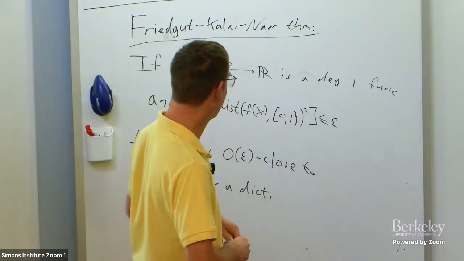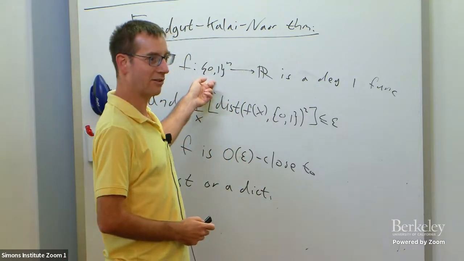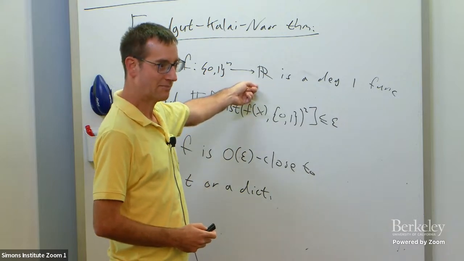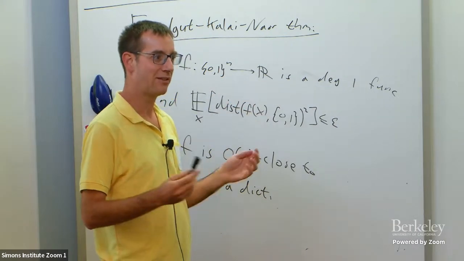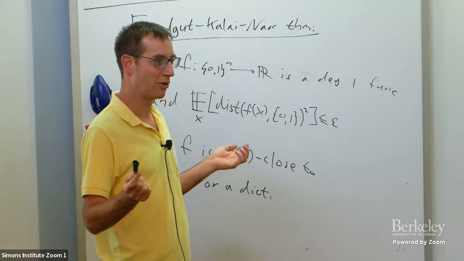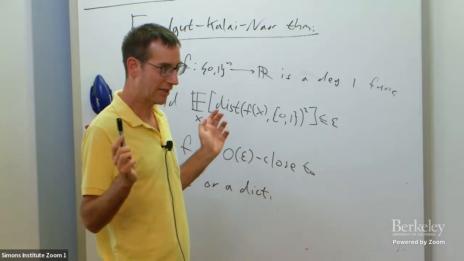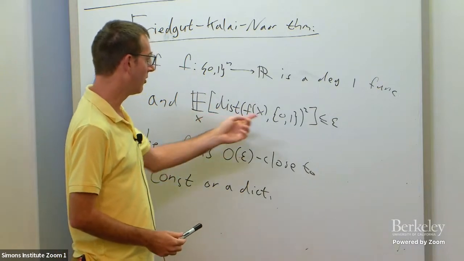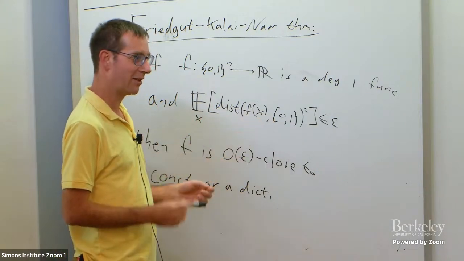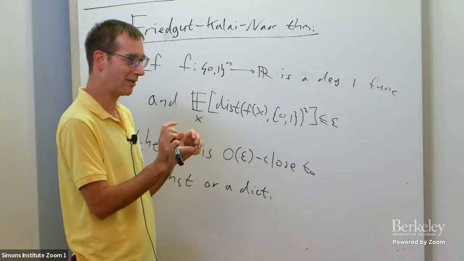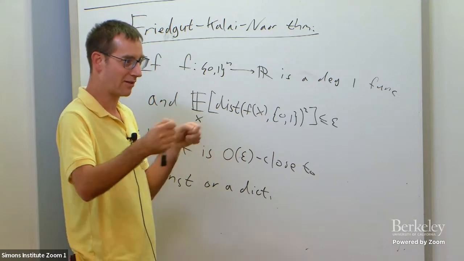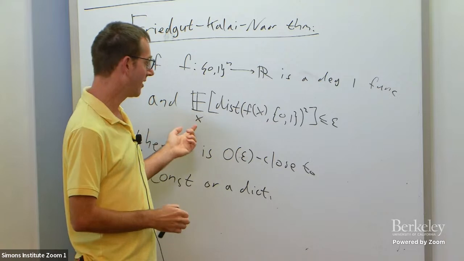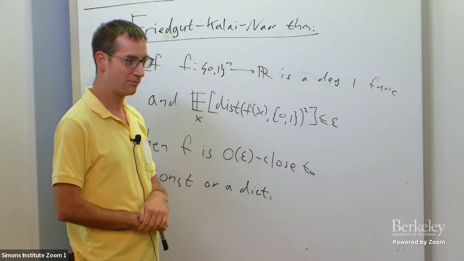So we have a function. The input is n bits in {0,1}, and the output is a real number. It's degree 1. This means that you can express it as a degree 1 polynomial in the inputs. Okay. And it's close to Boolean in an L2 sense. This means that if you look at each point, you look at the squared distance from 0 or 1, whichever is closest, and you take the expectation, then you get something small.